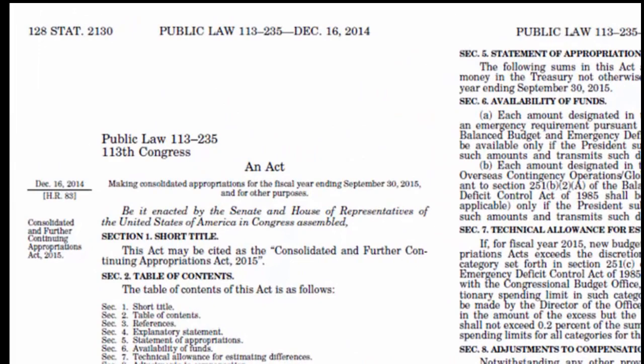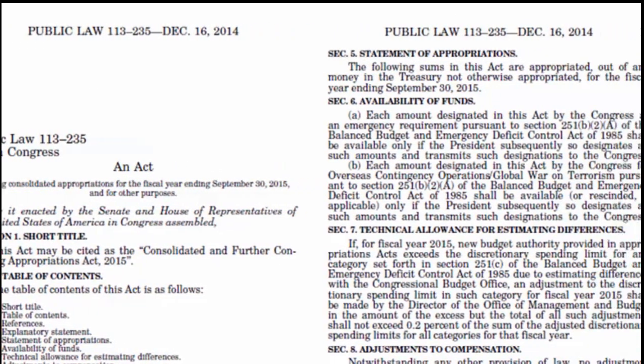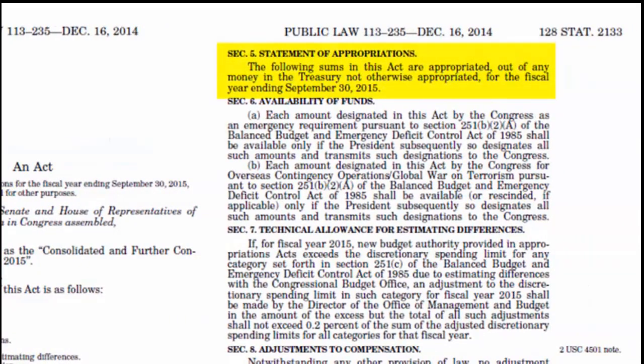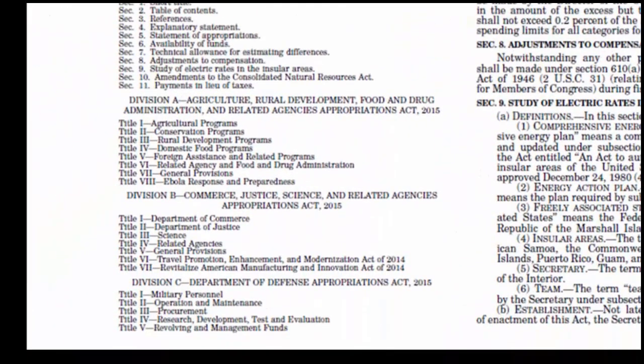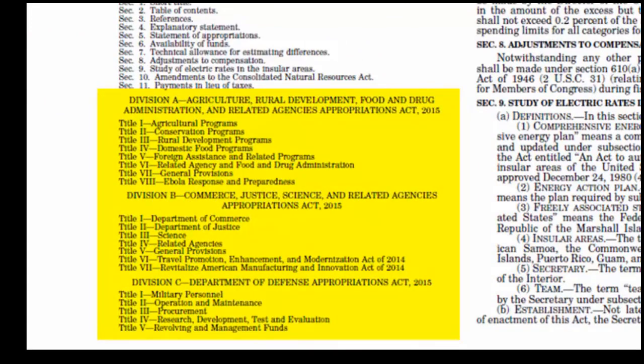In contrast to a standalone appropriation act, a consolidated appropriation or omnibus act includes the word consolidated in the title, a separate statement of appropriations, and separation into divisions. Let's go back and take a closer look at each component.